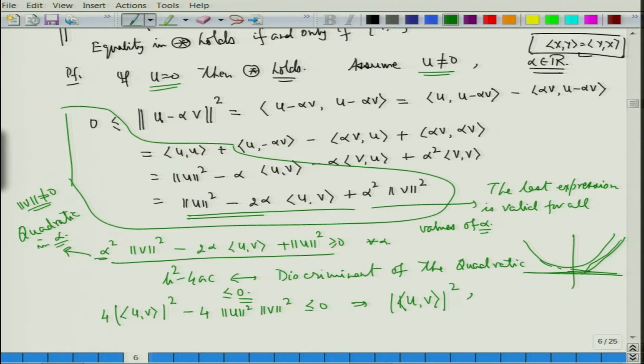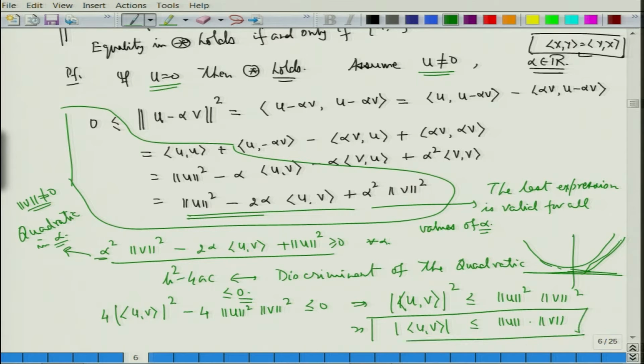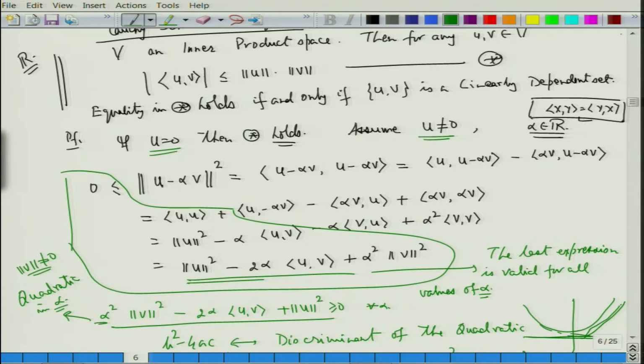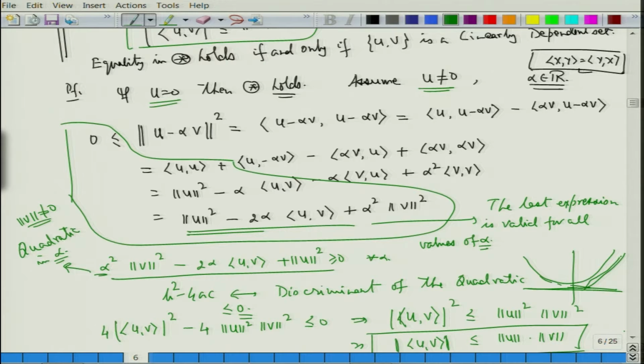This implies (u,v) square is less than or equal to norm of u square into norm of v square, and therefore I get that |(u,v)| is less than or equal to this, fine. And this is what we wanted. The Cauchy-Schwarz inequality is, this is what it is, that the absolute value of (u,v) is less than or equal to this. So let us recall, let us see that part. So this is what we have. For the real case, it directly follows from the idea of a quadratic: if the quadratic is always non-negative, then the discriminant has to be less than or equal to 0, and we are done.